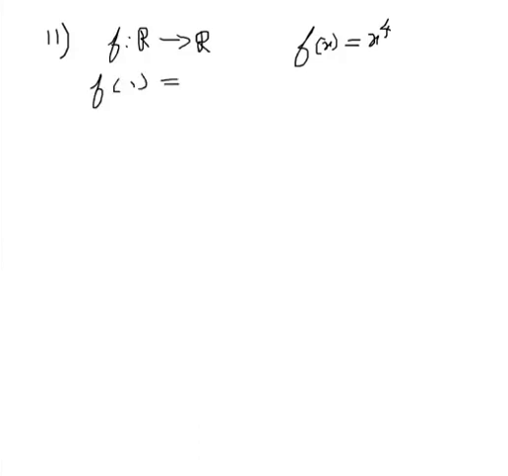Question 11. F is defined from real number set to real number set, and f of x, the definition is x power 4. Okay, let us check whether it is a 1-1 function or not. Here f is not a 1-1 function. I can give one counter example. F of 1 is 1 power 4, 1. F of minus 1 is also 1, minus 1 power 4 is also 1. Therefore, I can say that f is not 1-1.